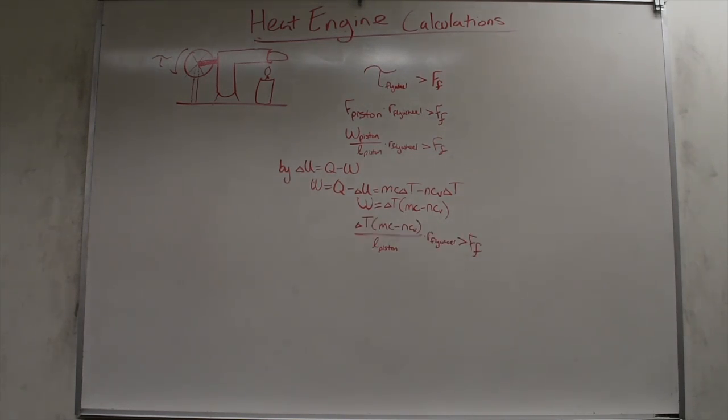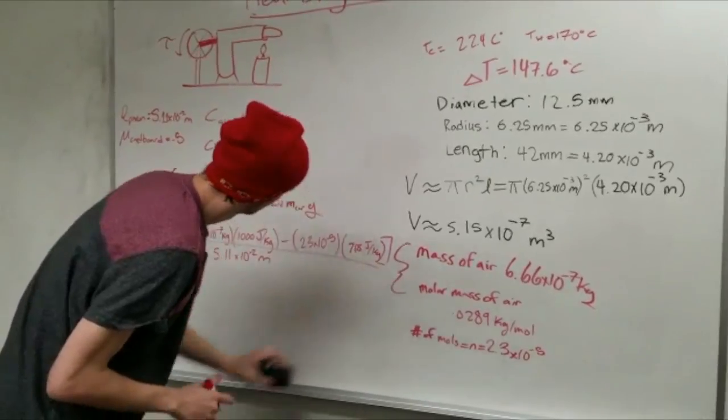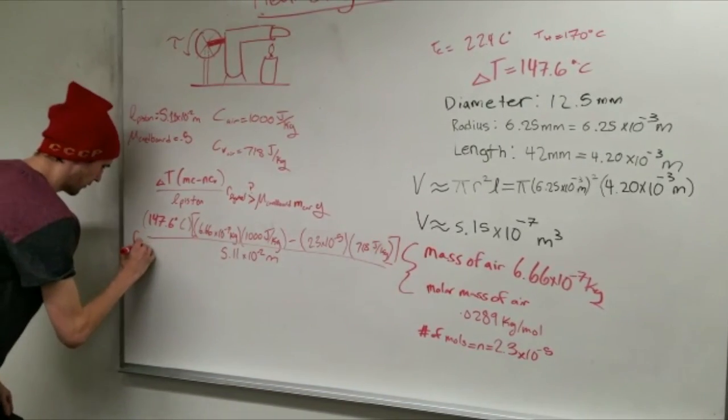Delta T times the quantity mc minus ncv divided by the length of the piston, multiplied by the radius of the flywheel, must be greater than the coefficient of friction of the cardboard times the mass of the car times gravity. We made several assumptions during our calculations.